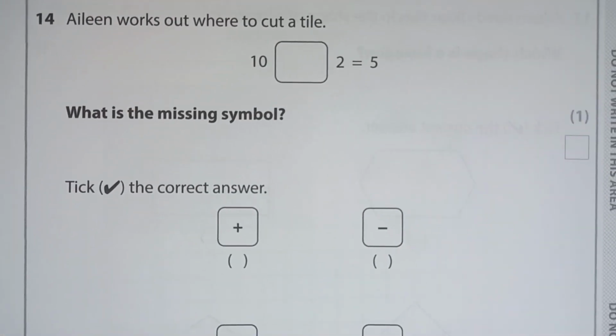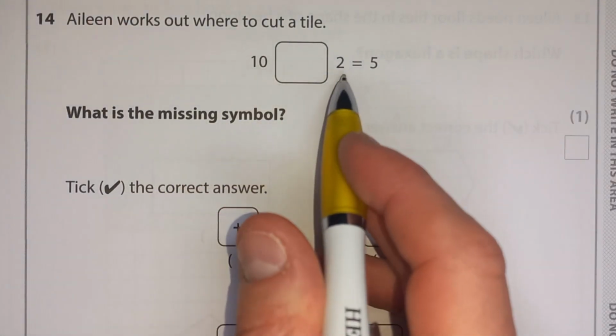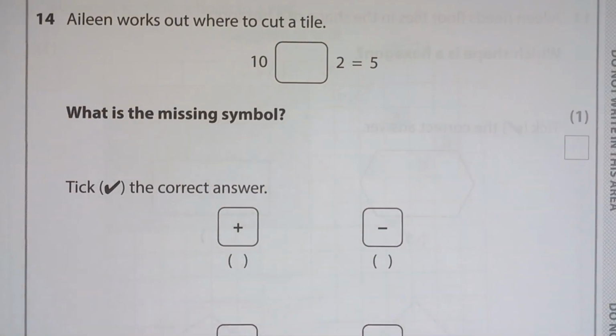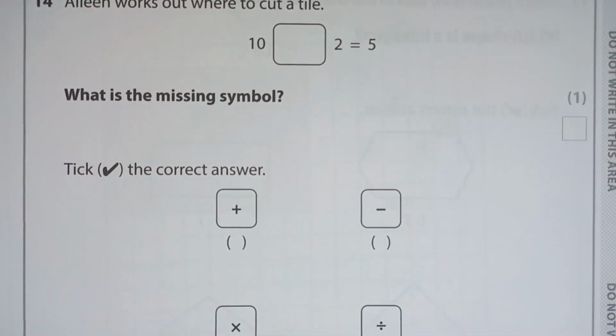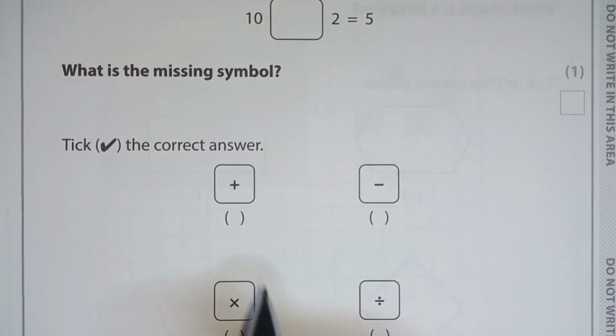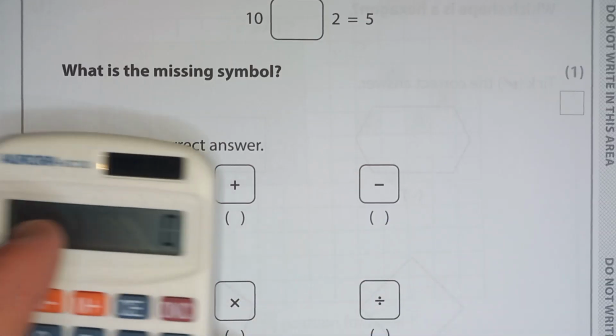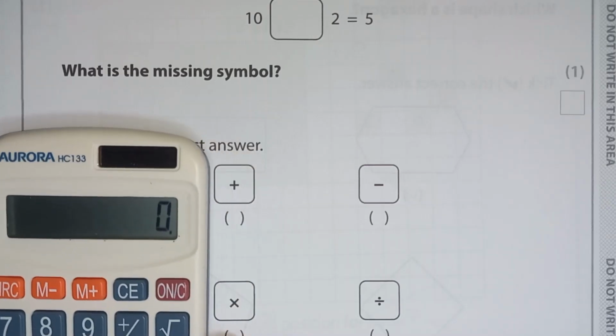Question 14. Aileen works out where to cut a tile. We've got 10, something, 2 equals 5. What is the missing symbol? Well, they give us the options. It's either plus, minus, times, or divide. Now, we can use our calculator for this. So let's just try with all of them.